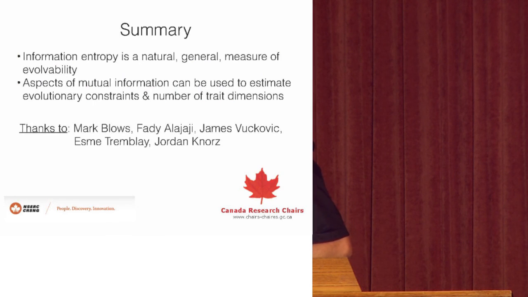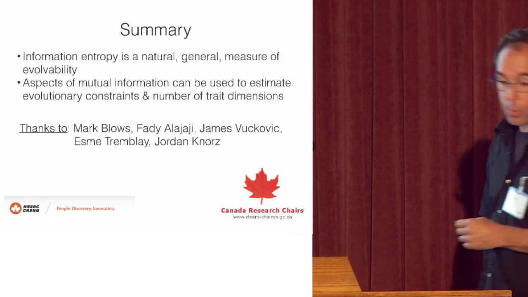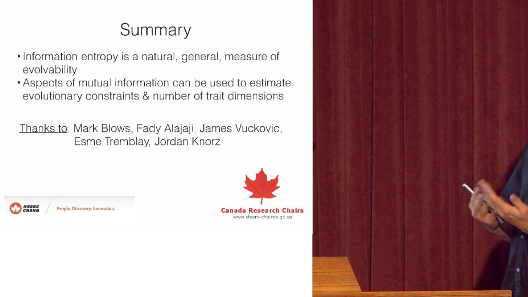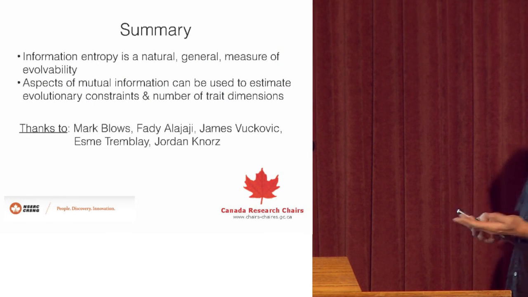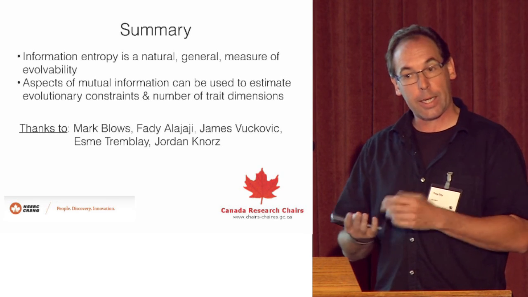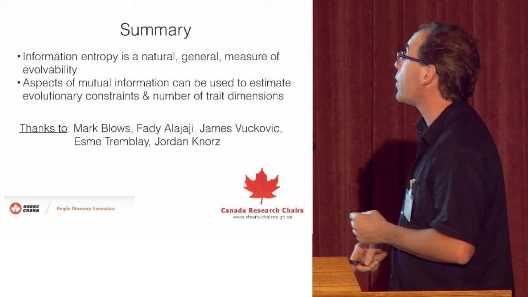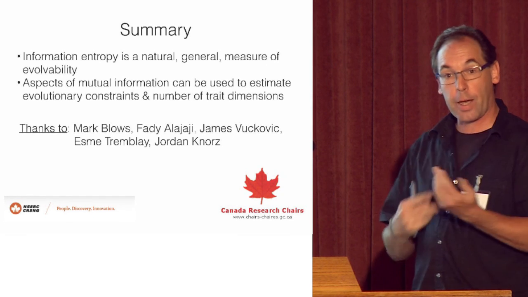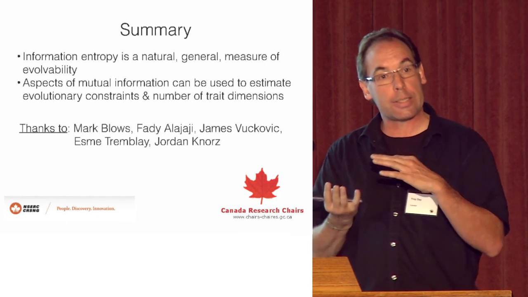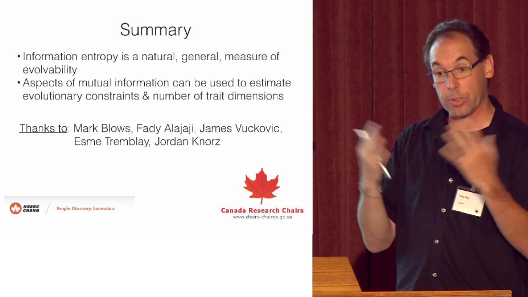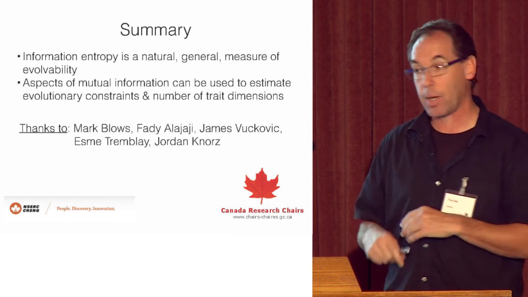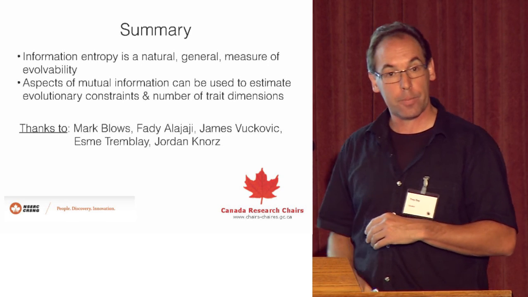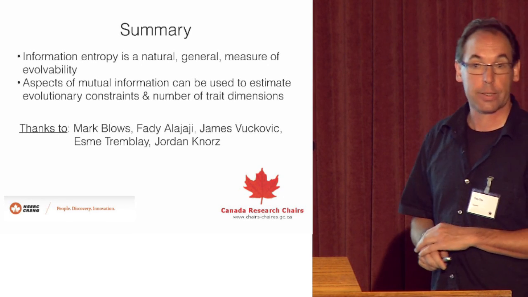I'll conclude there with these 2 summary points: information entropy is in many ways a natural and general way to measure evolvability and constraint when we're not restricted to multivariate normal. And aspects of mutual information provide a natural way that can be used to detect dependencies among random variables in general, and so naturally dependencies among traits and things like data involving genetic variances and covariances.